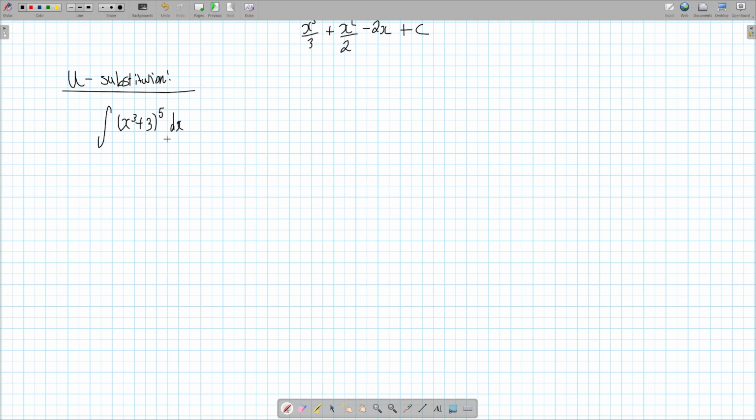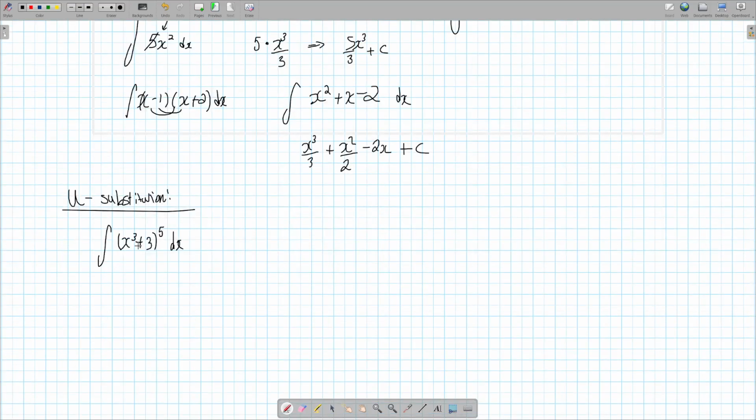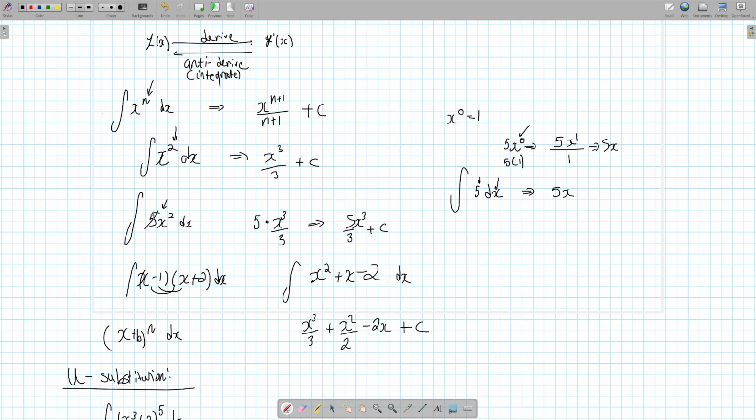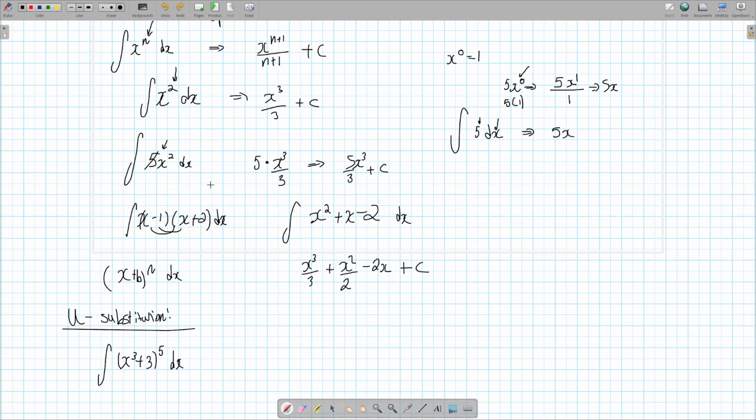Okay. What rule do we know for integration? It's x to the power of n dx, right? Do I have that here? Was my rule x to the power of n plus b? Or no, was my rule, sorry, x plus b to the power of n dx? Was this my rule? No, right? So when you have anything with an exponent, and it's a binomial or polynomial or more than one thing under the exponent, you must use U-substitution.